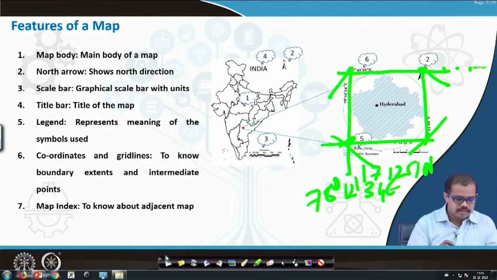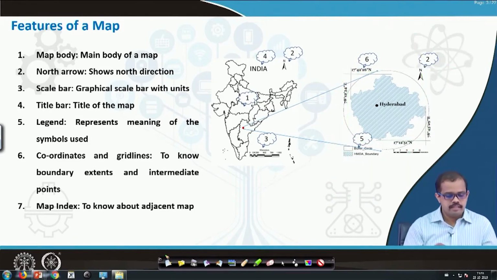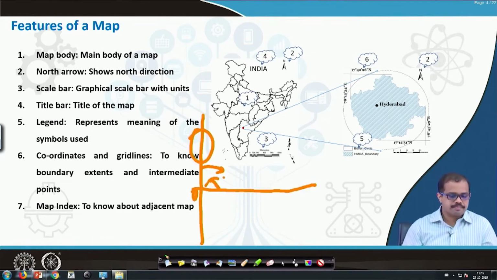Then the next thing you have to understand is the map index, which also defines the adjacent map. Here I have not represented it because it was generated for a particular study region. I'll show you what a map index is when I come to the next set of slides.